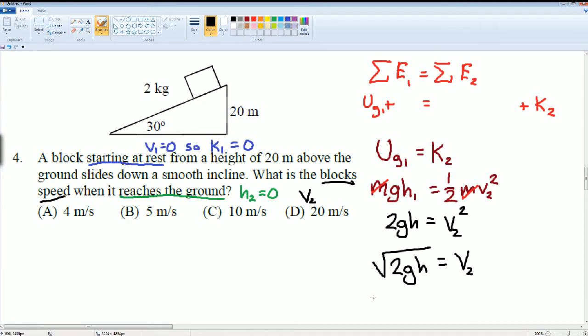Now you plug things in. 2 times 10, what's the height? 20, is v2 squared, which you should get, sorry, v2. v2 should be around 20. Good? That's your answer. Make sure you work through the algebra. Things will cancel out. Plug in the numbers as the last step.